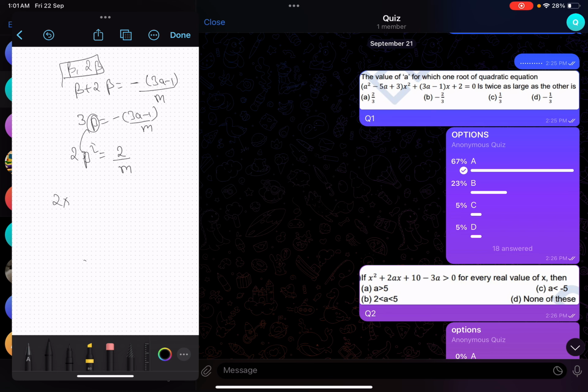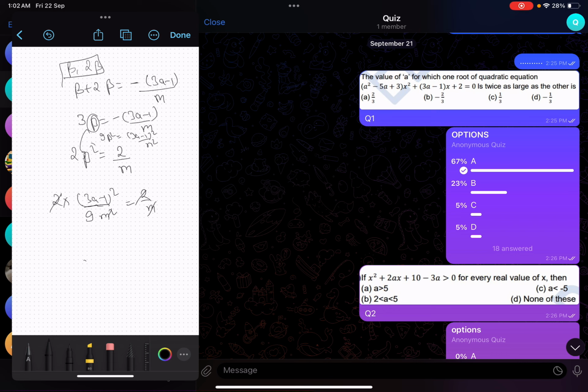So beta square means nothing but, if you square this, you can write it as 9 beta square equal to (3a minus 1) whole square upon m square. So beta square can be written as this upon 9, so (3a minus 1) whole square upon 9 m square equal to 2 upon m. So this gets cancelled, and this becomes m here.